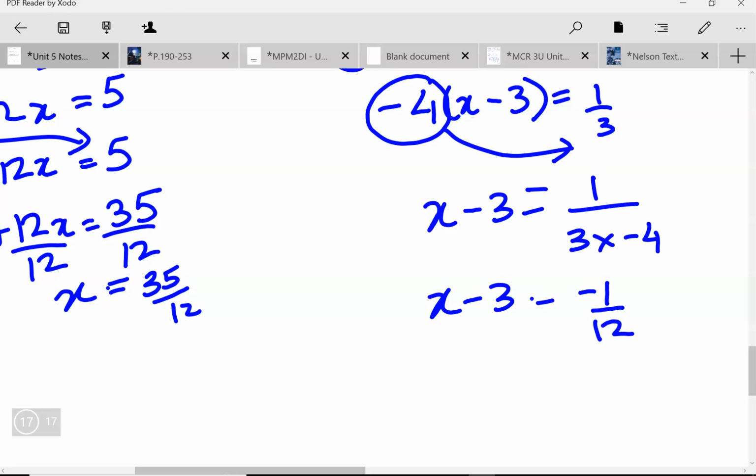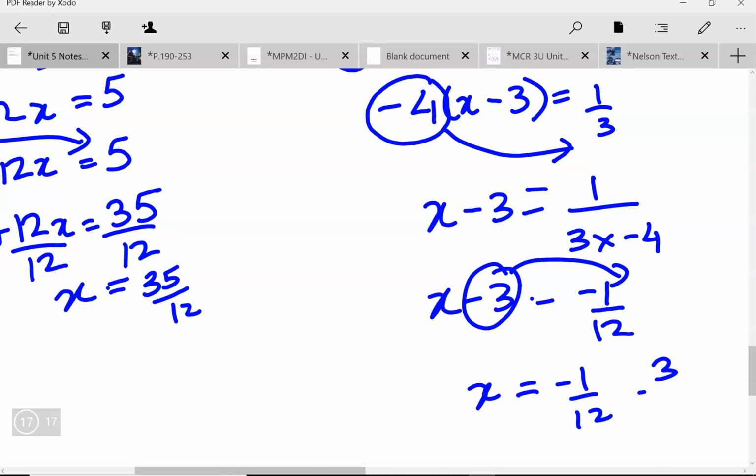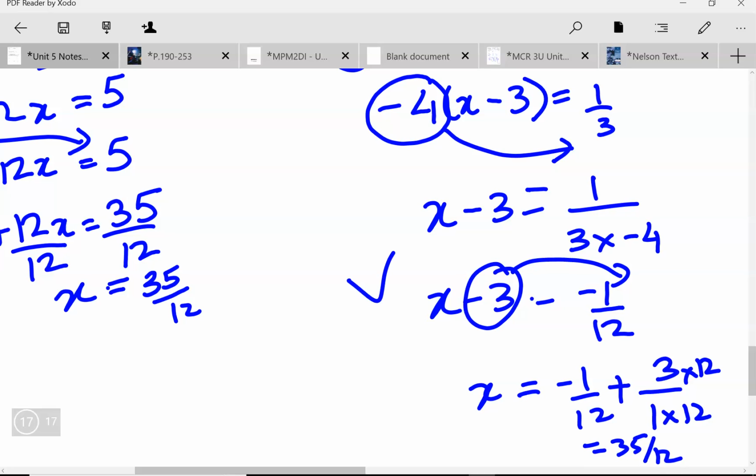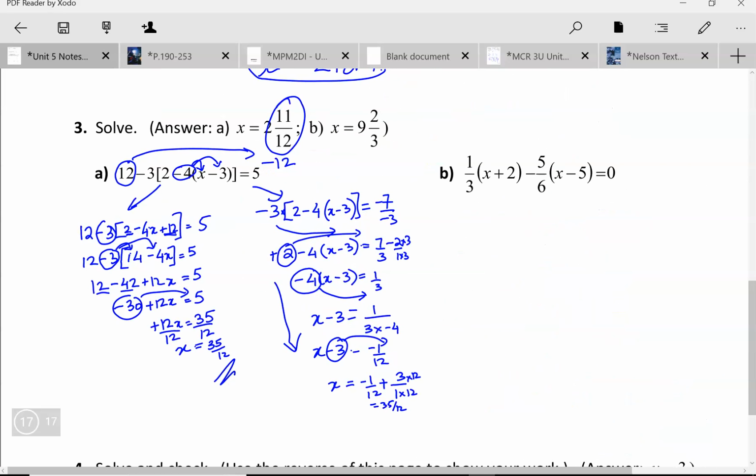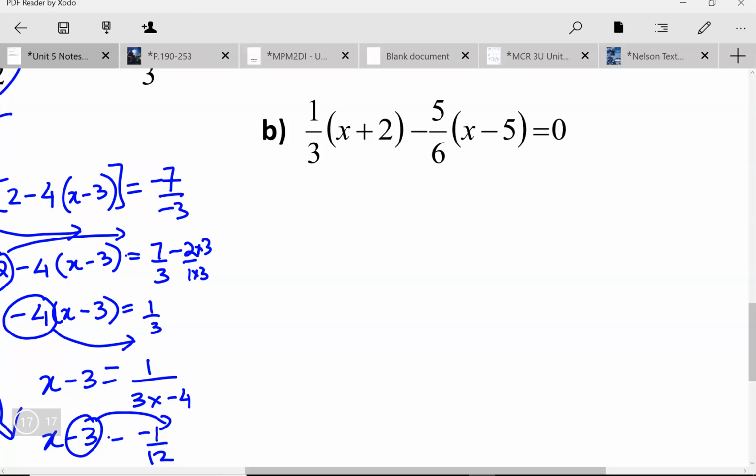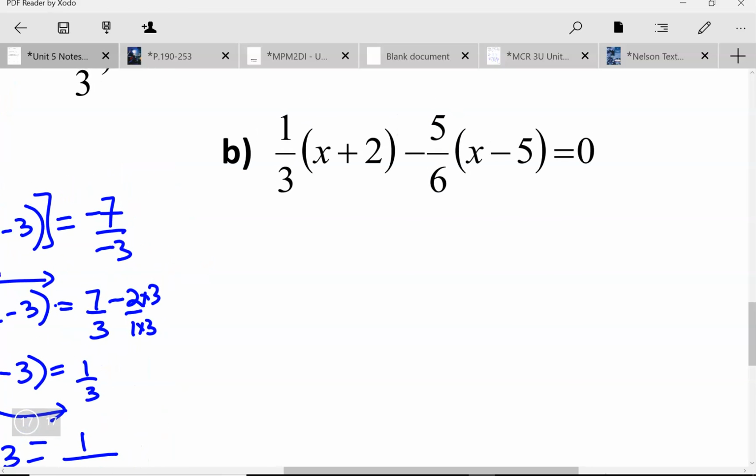And then finally, I'm going to move this +3 over to this side. x equals -1 over 12 plus 3 over 1. Again, take a common denominator, times 12, times 12. 36 minus 1 is 35 over 12. Now that I think about it, this is probably the more complicated way. I just showed it to you, but really you should probably stick with the first way that we did it. So that's just an interesting alternative to think about.